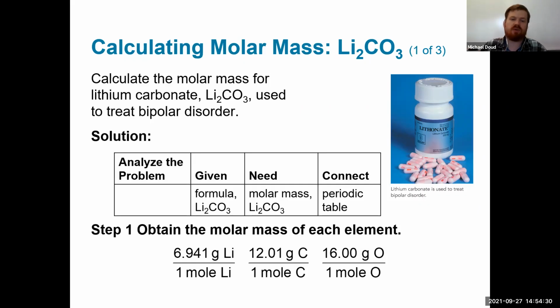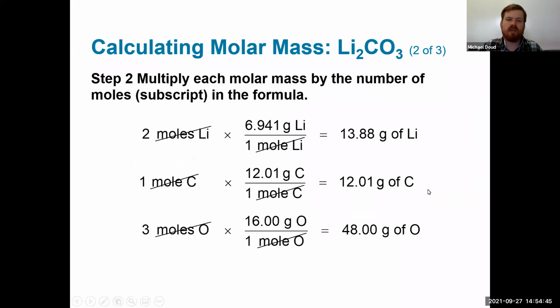So let's go ahead and give an example. Now, if we know that we have lithium in the compound, we can look up lithium in our periodic table. It ends up being 6.941 grams per mole of lithium, 12.01 grams per mole of carbon, and 16.00 grams per mole of oxygen. Now, we don't just add those together. We have to take into account how many of each that we have. And for that, we need to use the chemical formula. So we have 2 lithiums. So we take 2 times the molar mass of lithium.